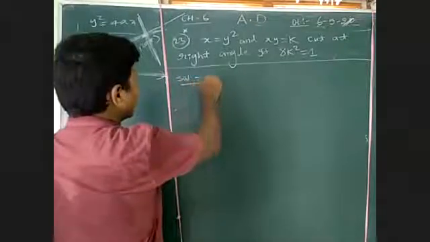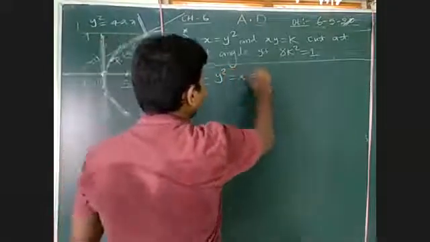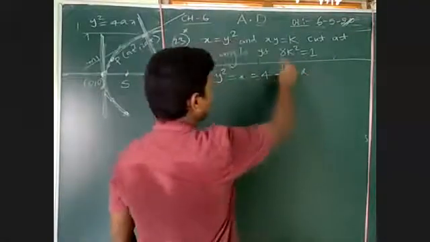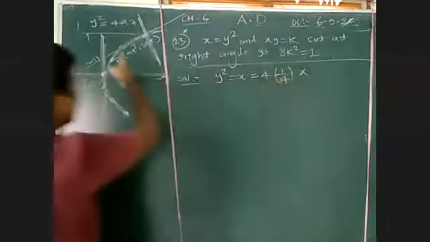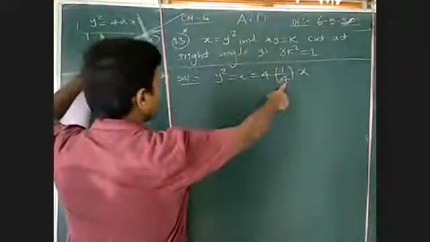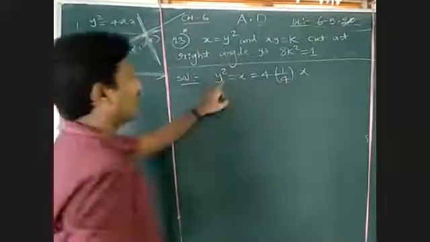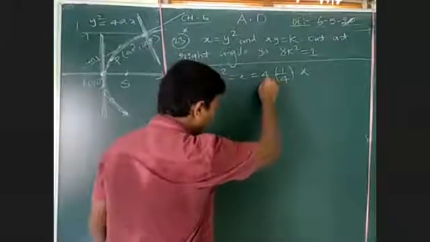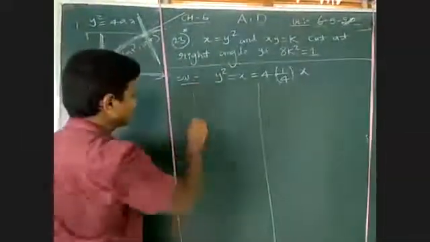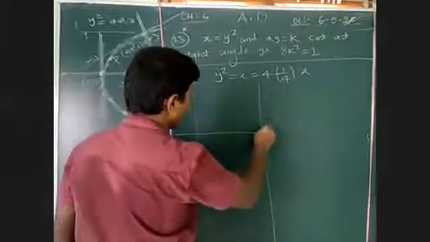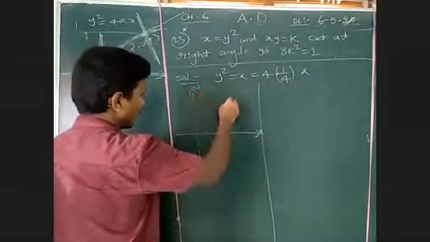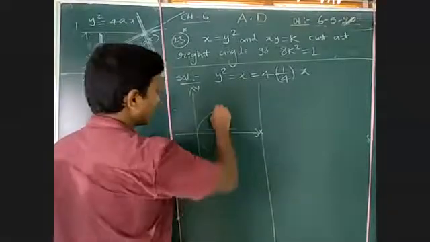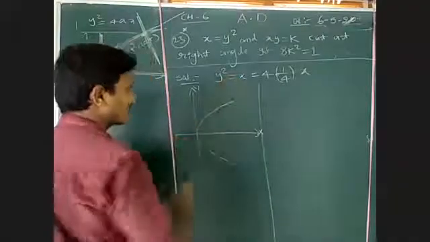The given equation y square is equal to x can be written as 4 into 1 by 4 into x. Observe, this is in the form of 4ax. What is the a value? The a value is 1 by 4. So y square is equal to x. The graph of the given curve is like this. This is the graph of y square is equal to x.